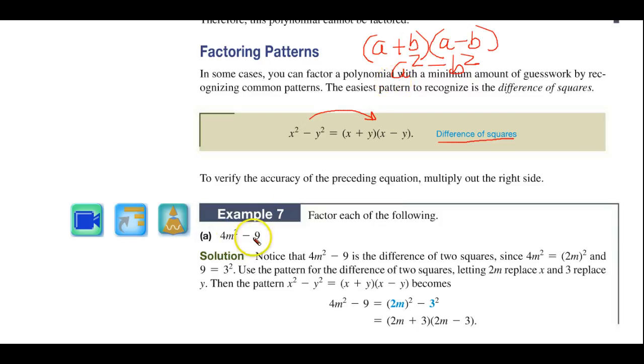So in example A, we see this is the difference of squares. So we set up our two parentheses and then take the square root of each term. This will be 2m. This is going to be a 3 and a 3, and one will be plus and one will be minus. And again, you can FOIL, but often it's not needed.